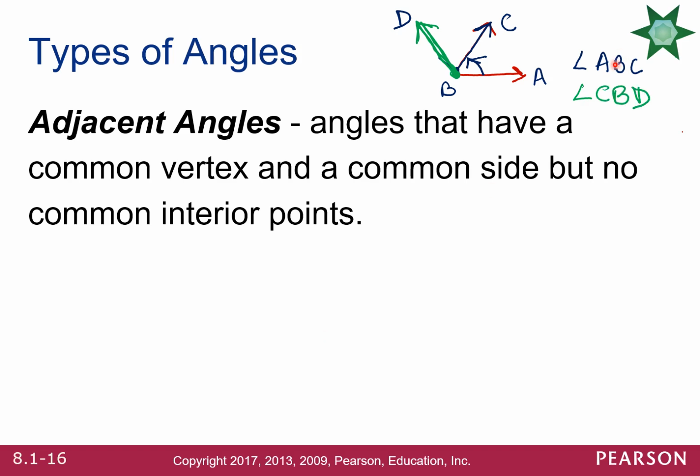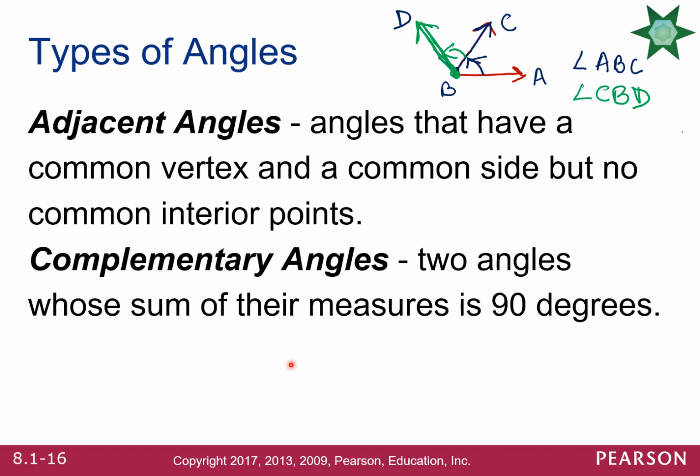They are considered adjacent angles because they share the same vertex and a common side. Which is the common side between the blue angle and the green angle? The side BC, correct? And the common vertex is B. So in these cases, these two angles would be called adjacent angles, right? So let's see, what is the other type of angle?